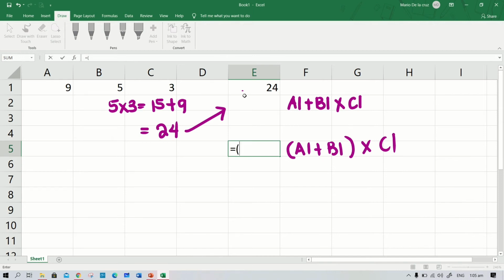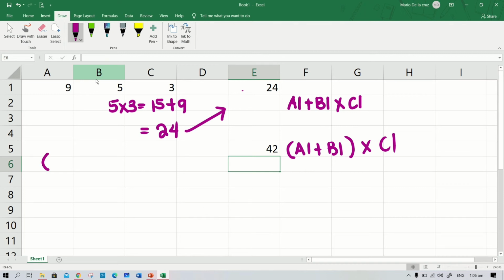So, maglalagay tayo ng parenthesis. We have A1 plus, tik natin si B1. Then, multiply to C1. So, if we press enter, the answer here is 42. So, bakit naging 42? Since naglagay tayo ng parenthesis, the order of operation will change. So, uunahin niya munang i-perform yung nasa loob ng parenthesis.